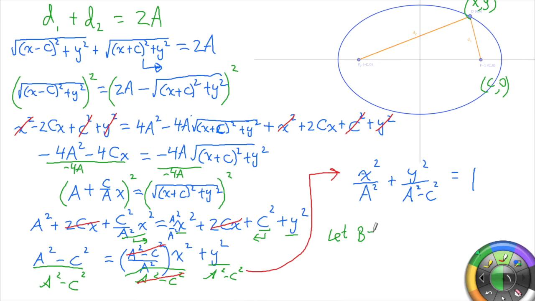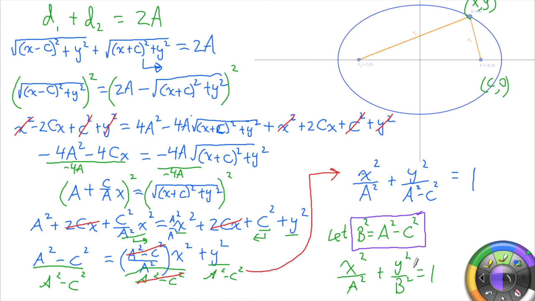All right, so to make this look a little bit easier, we're going to let b squared equal a squared minus c squared. And therefore, when we finish this off, we're going to get the standard form of an ellipse: x squared over a squared plus y squared over b squared is equal to 1. And the nice thing about this substitution is it gives us a direct relationship between a, b, and c.